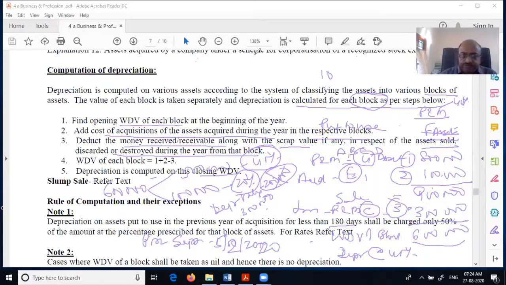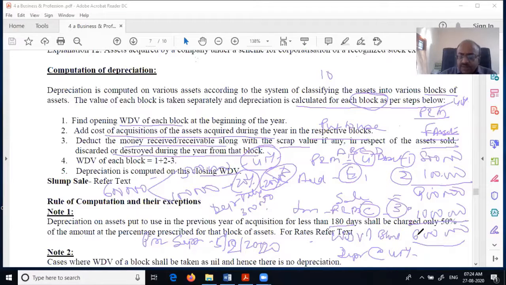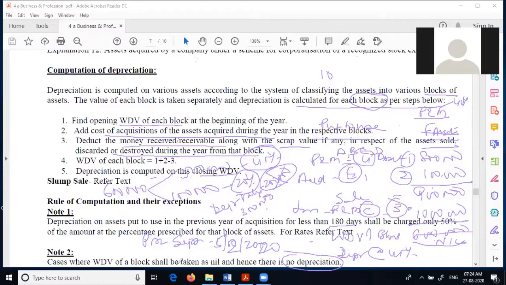Suppose, instead of getting this, you are getting 10 lakhs from that one asset. 10 lakhs is the sale value, mind you. It's always possible. Therefore, there is no WDV. WDV is nil. Therefore, there is no depreciation. There is no depreciation here.